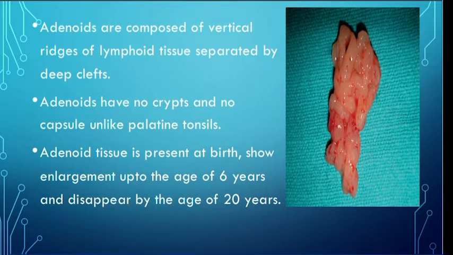Adenoids have no crypts and no capsule, unlike the palatine tonsil. There is a comparison made. Palatine tonsils have crypts and capsules, whereas adenoids have no crypts and no capsules. Adenoid tissue is present at birth, shows enlargement up to the age of 6 years and disappears by the age of 20 years.